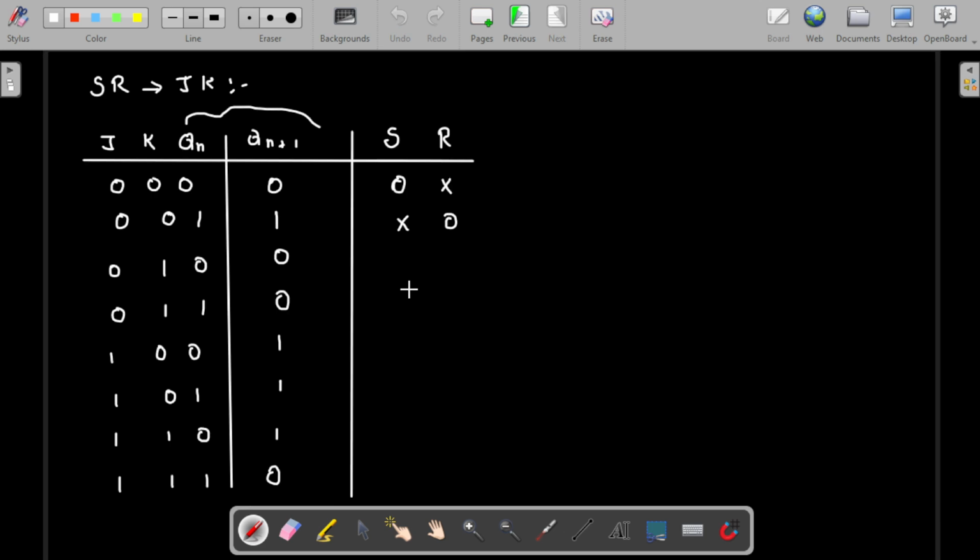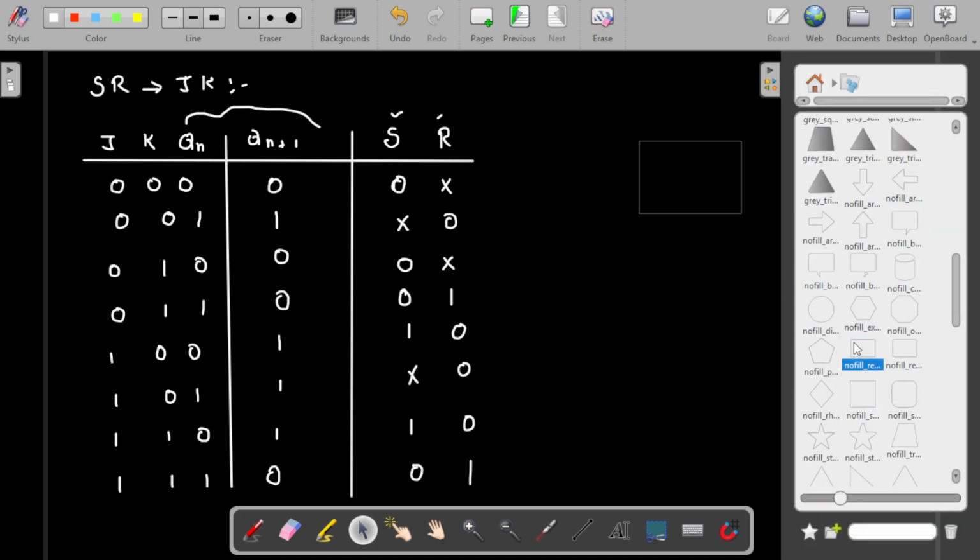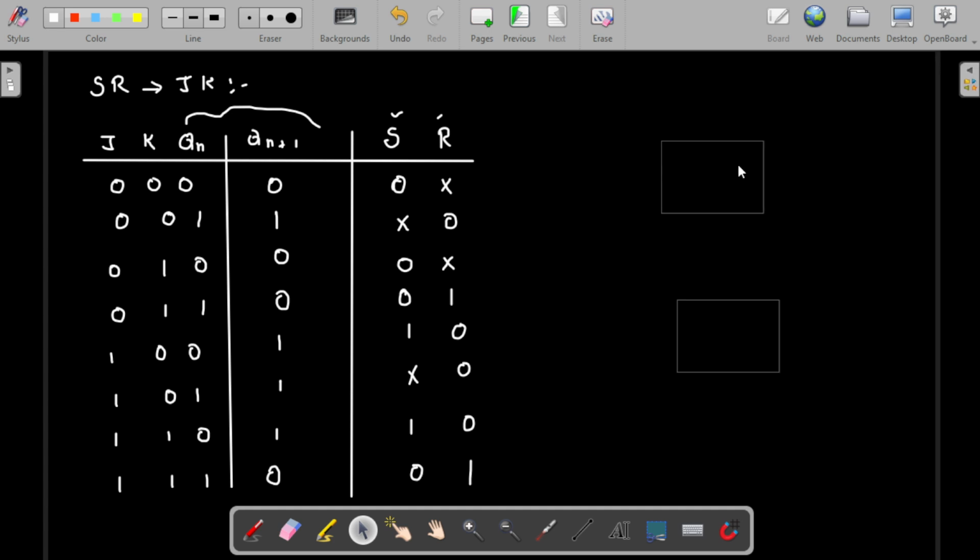Let me fill it. If it is 0 0, then again it will be 0 X. If it is 1 1, then it is 0 1. If it is 0 1, then it will be 1 0. Then X 0 for 1 0, and 0 1 for 1 1. Now we need to get the equations for S and R. For that, we need to draw the K-map, and from there we convert to our desired flip-flop.